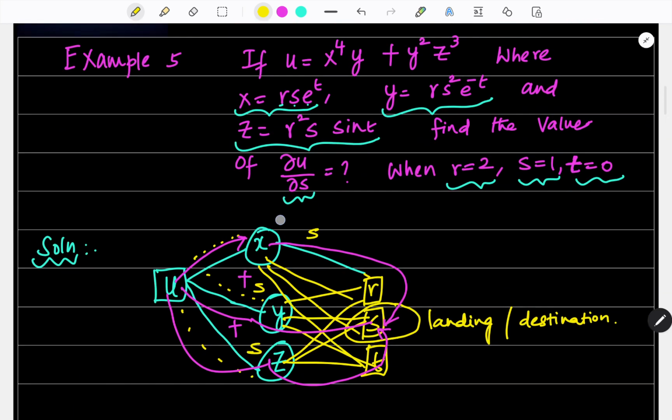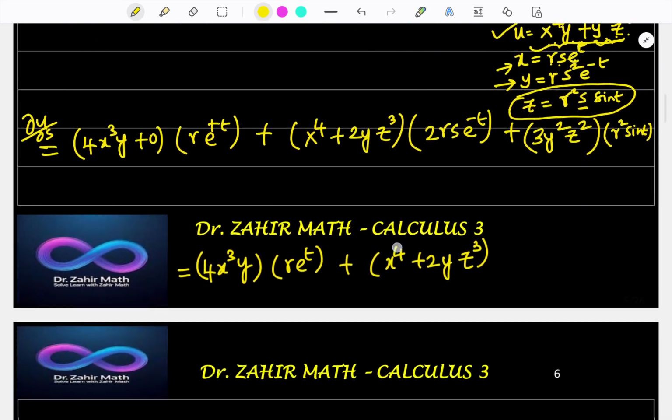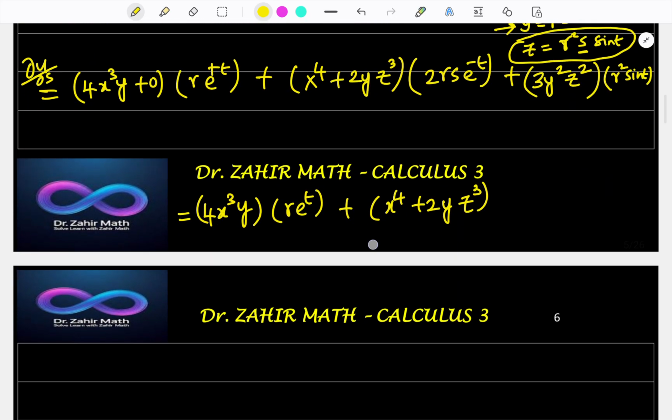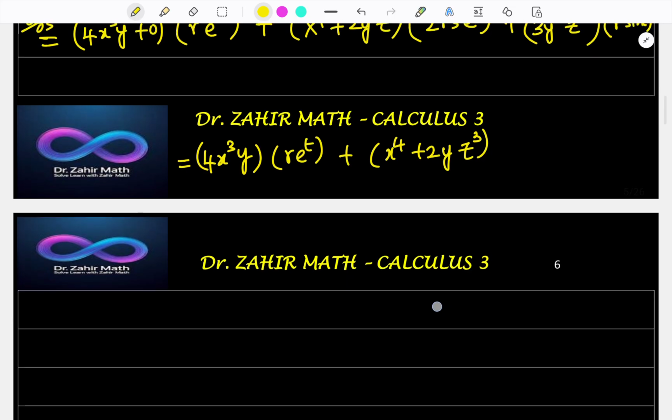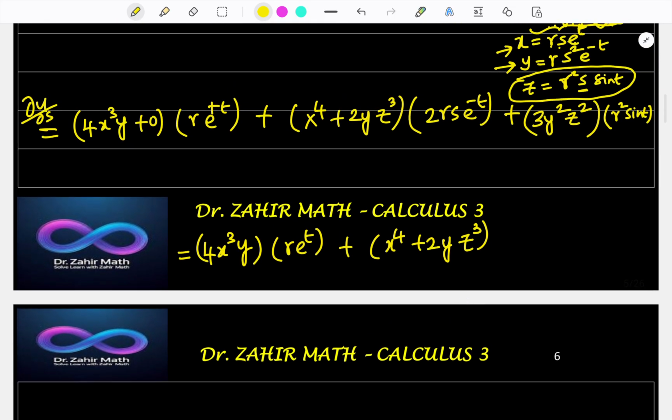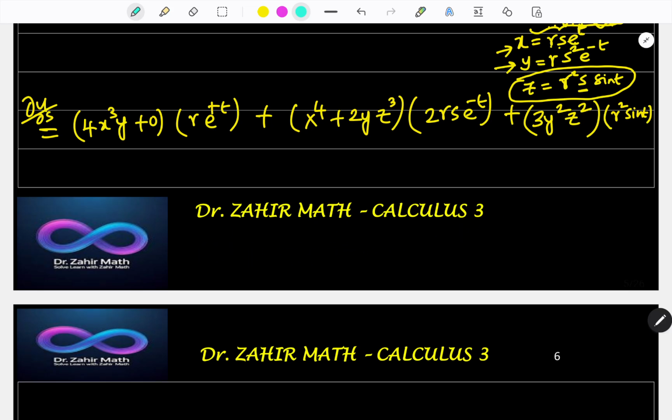You're going to find ∂u/∂s when r = s = t = ... Look at the equation. We have r, s, t, and also x, y, z. So we need to find the values of x, y, z also, right? So let's take the values. So x is equal to what equation? Y is equal to what equation? Let's see. I will write here.